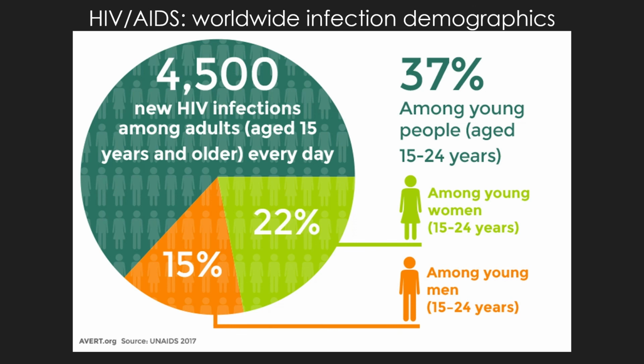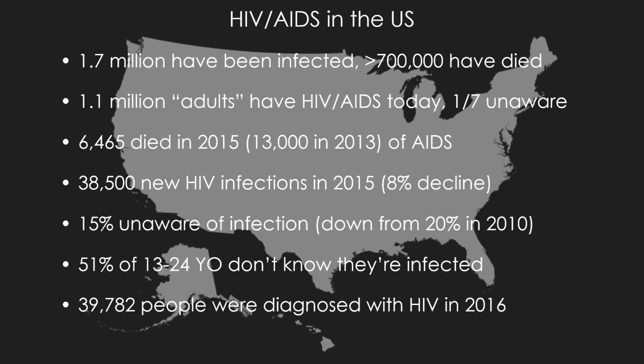37% of new HIV infections occur in people age 15 to 24 years old. And worldwide, though in the developed world, it's a disease of men who have sex with men, 22% of these new infections are women aged 15 to 24. So geographically, it's a disease of Sub-Saharan Africa. Demographically, it's a disease of young people worldwide. And in the United States, those statistics are also true.